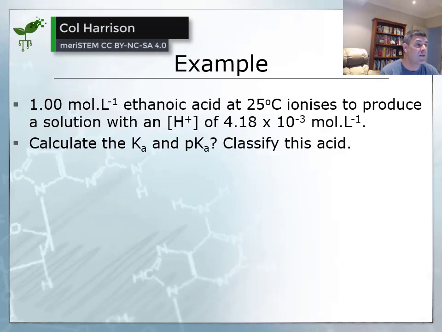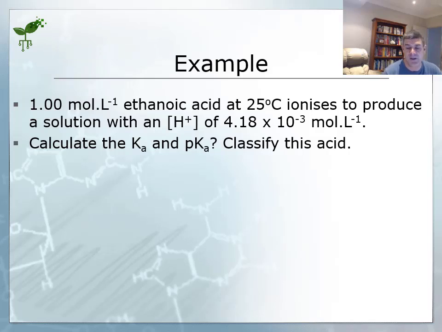What we will do is have a quick look at the sort of questions that you're likely to get. So if we have a 1 molar solution of ethanoic acid at 25 degrees, we know this is going to ionize to produce a solution with the acetate or ethanoate ion and H plus ions. And if we know that the solution has H plus ions of 4.18 times 10 to the minus 3, and we could do that simply by measuring the pH, then we can calculate both the Ka and the pKa.